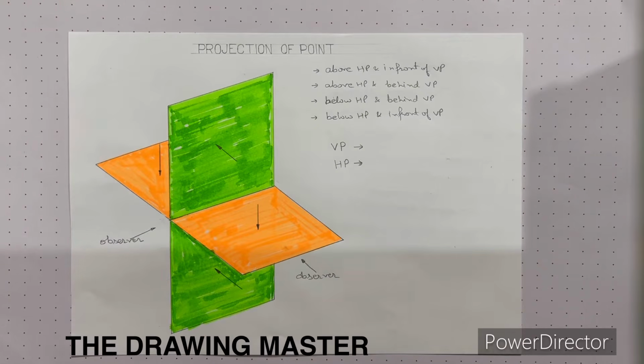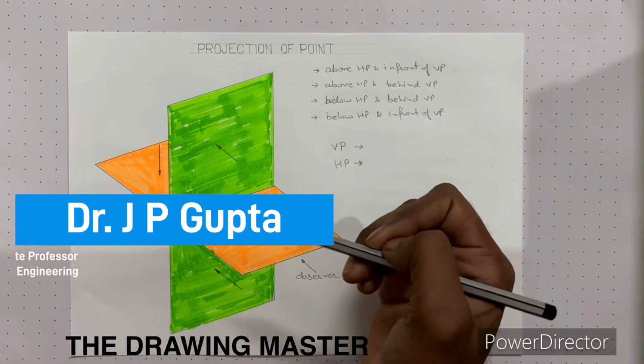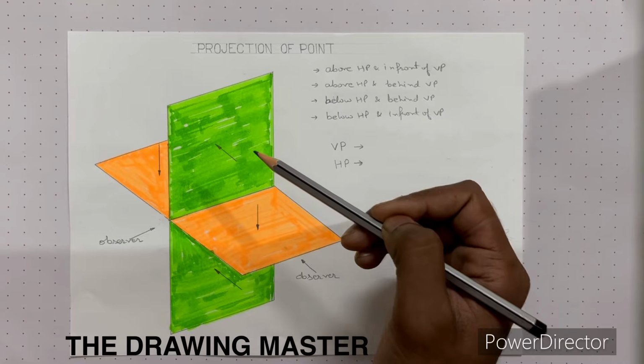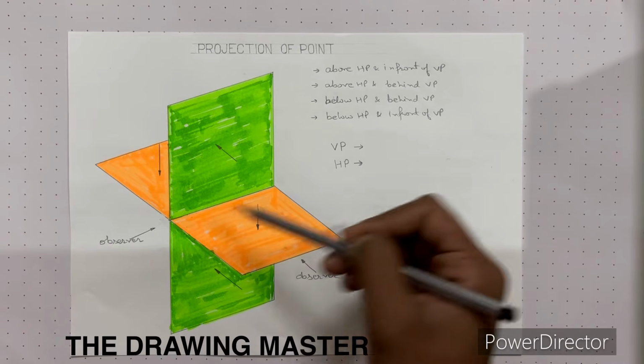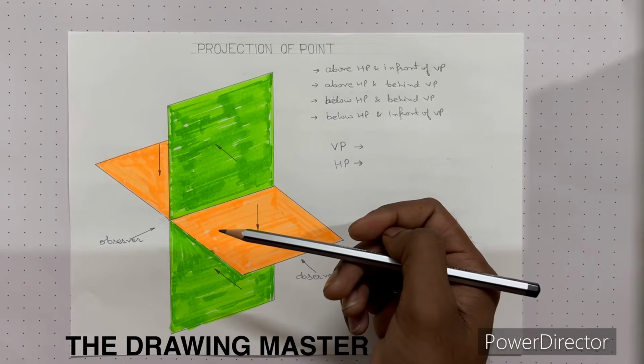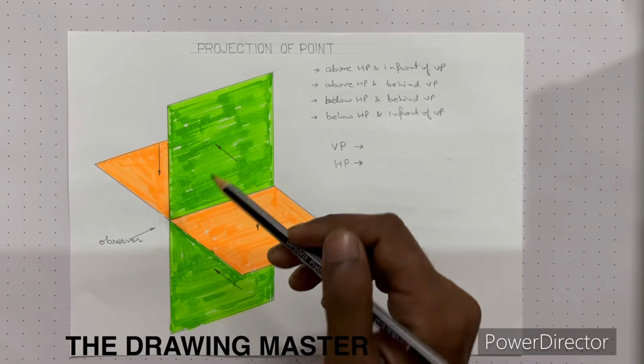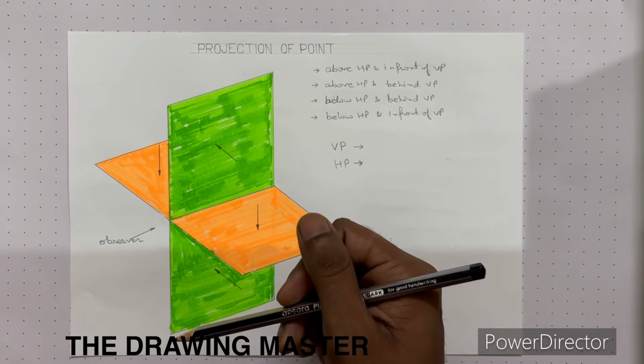In this tutorial we will discuss the projection of point. Like maximum time the students are getting confused in VP, HP, how to rotate HP, which one is front, which one is top, right? Majority of the time the students are getting confused. So here we'll discuss this in very simple way.